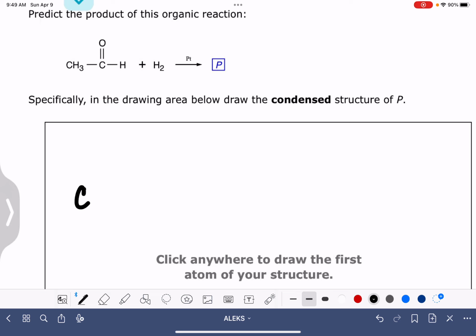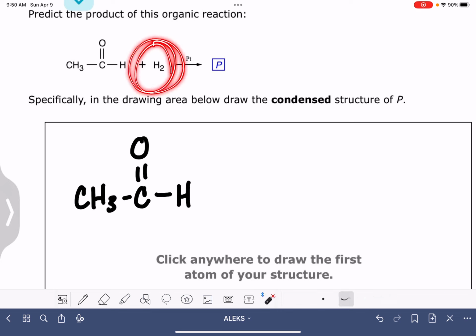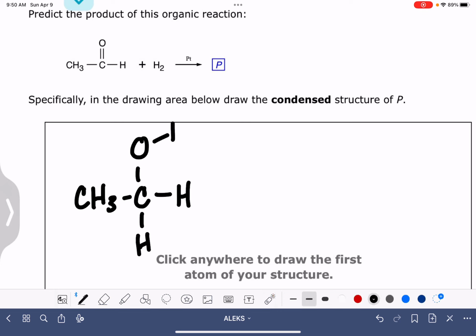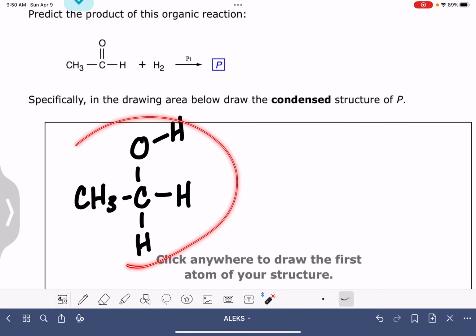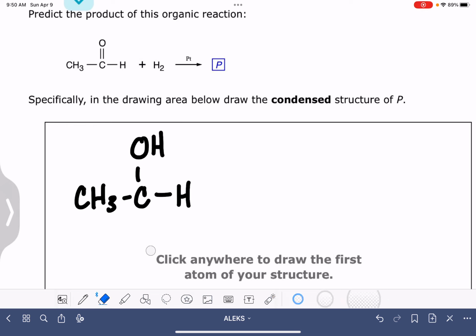I'm going to start by redrawing the original molecule that's been provided to us. And you can see that to this molecule we are adding H2. H2 adds to a double bond. In this case it's adding to the carbon-oxygen double bond, and specifically it converts that carbon-oxygen double bond into a single bond by adding one hydrogen atom to both the carbon and to the oxygen. So this is the answer to this question. It does want it in condensed structure notation, which means it probably wants it like this, probably like that.